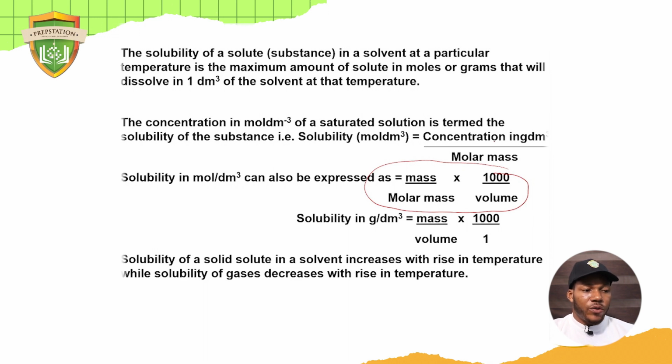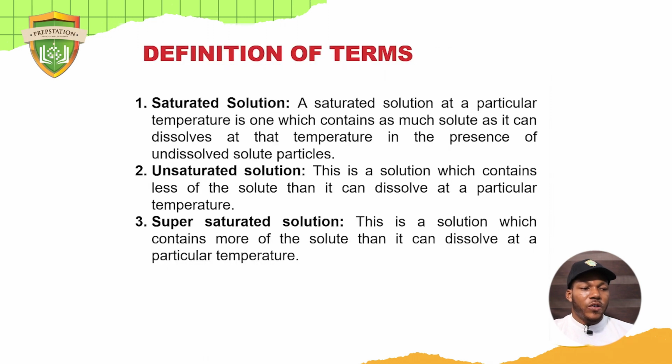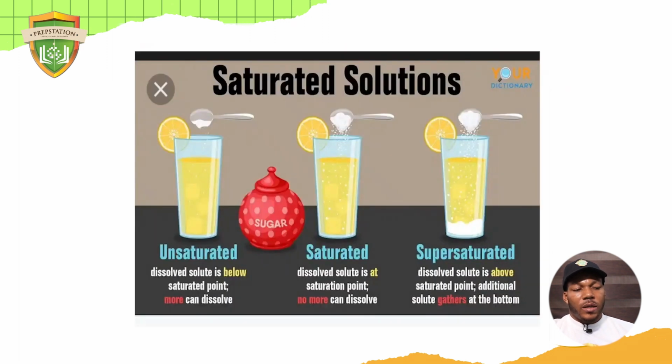Okay, so let's move to some classes of solutions. The first one is called saturated solution. We also have unsaturated solution. Now let me use this diagram to illustrate this. Look at the first diagram. It is called what? Unsaturated solution, in which the solution holds less solute, below its saturated point. That means that it can still dissolve more solute at that temperature.